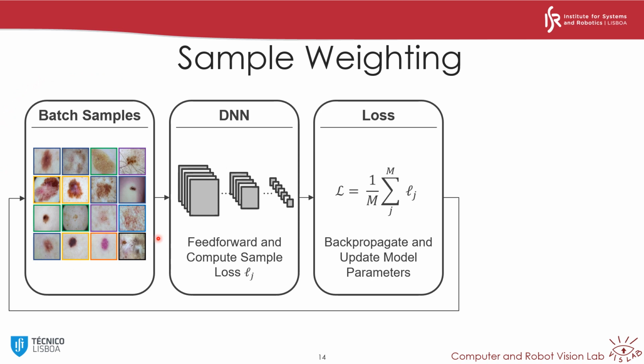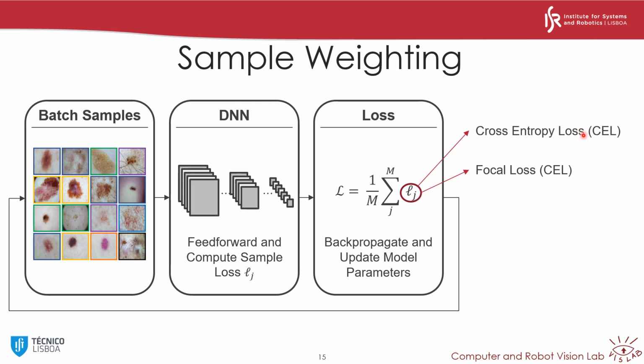So we have a batch of samples of different classes, here represented by the different colors that surround the images, and we pass this batch of samples through the network in a feed-forward way until the last layer, where we get a prediction for the class of each of these images. This prediction is then compared with the ground truth, and we are able to compute a loss for each sample, such that the average of all losses is then backpropagated to update the model parameters. The most common loss function is cross-entropy loss.